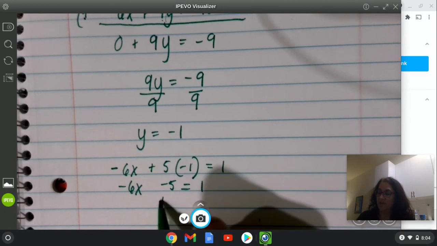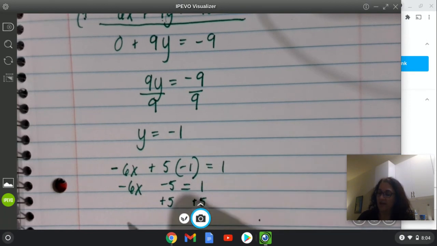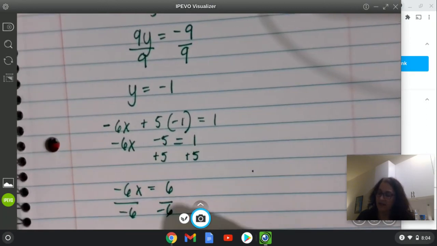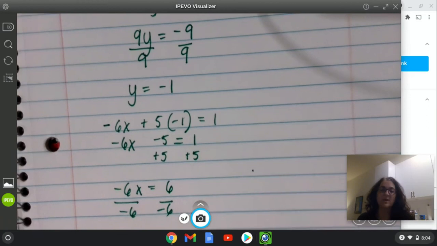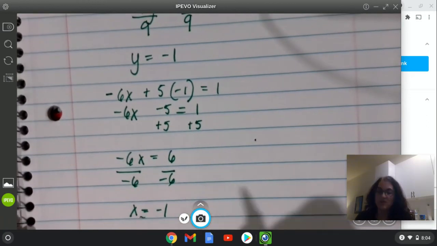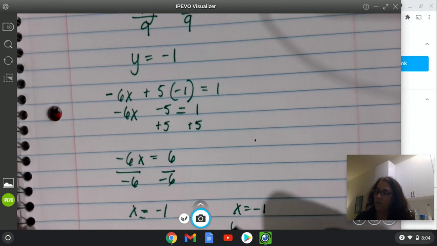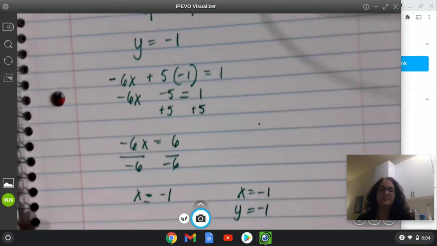And then I'm just going to solve my equation. I'll add 5 to each side. So negative 6x equals 6. And now I can divide by negative 6. And I know that x equals negative 1. So now my solution to this system is x equals negative 1 and y equals negative 1.